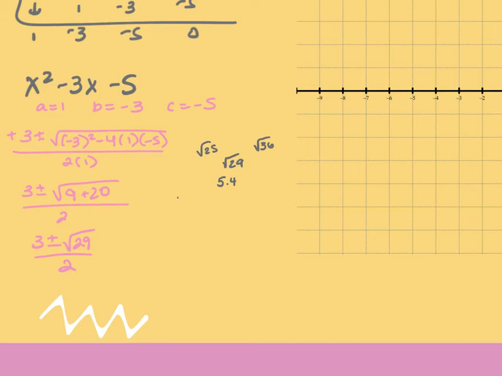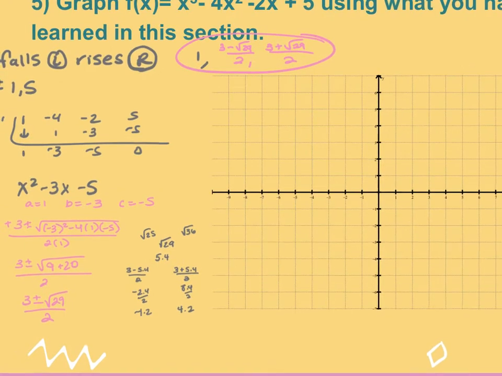And then I would do 3 minus 5.4 over 2 and 3 plus 5.4 over 2. Negative 2.4 over 2 is negative 1.2, and 8.4 over 2 is 4.2. So I'm going to approximate those.